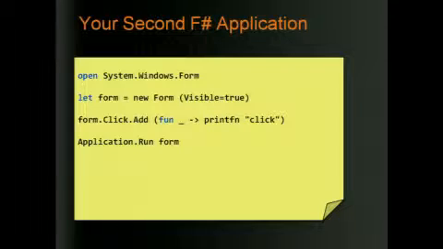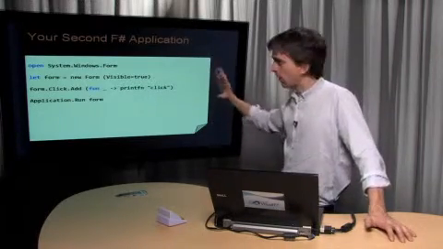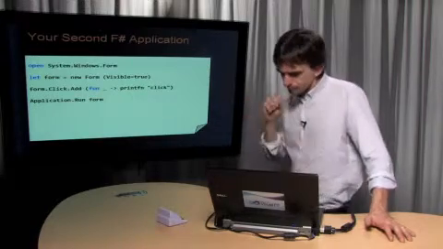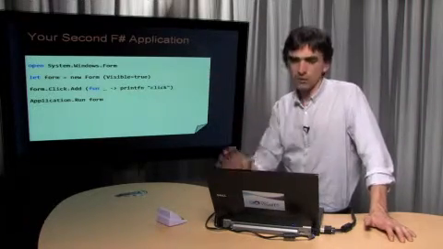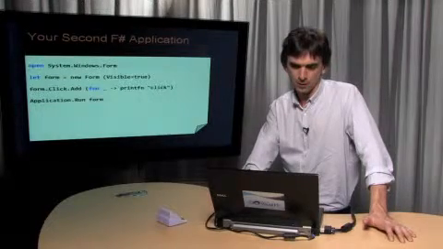And then we call application.run on the form. And you can compile this up, or you could run these first 3 lines. You don't need to run the last one in F# Interactive. And you can play with Windows Forms and create them. And the same code will work across many different platforms. For instance, you could run the same code on Mono on Linux, and everything will work well.